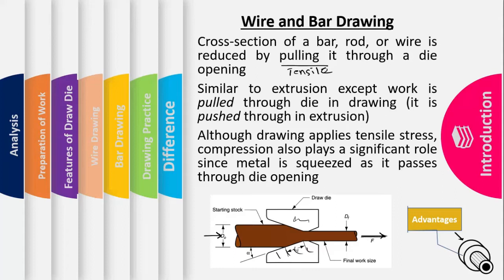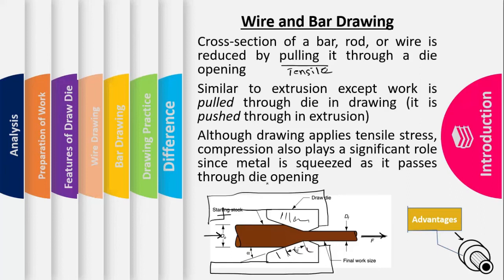So that is the basic schematic. Here we have the working stock or the starting stock, the work material. In the case of extrusion, we call that billet. We have a die. As you know, in the extrusion process we have a container that had some die cavity like this one, right?